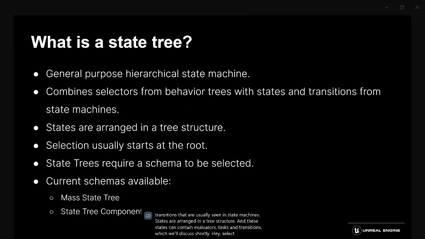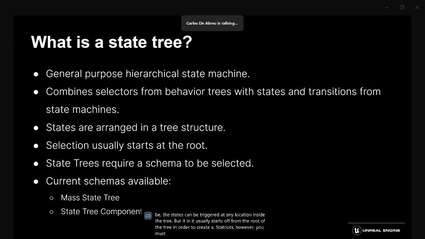A selection of states can be triggered at any location inside the tree, but it usually starts off from the root of the tree. In order to create a state tree, however, you must first select the schema for your state tree. The current schemas available are a mass state tree or a state tree component.